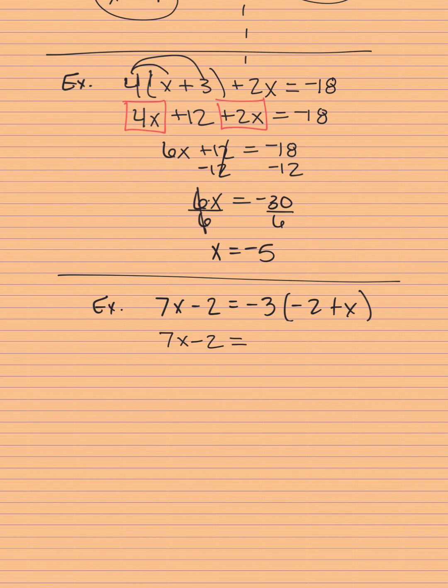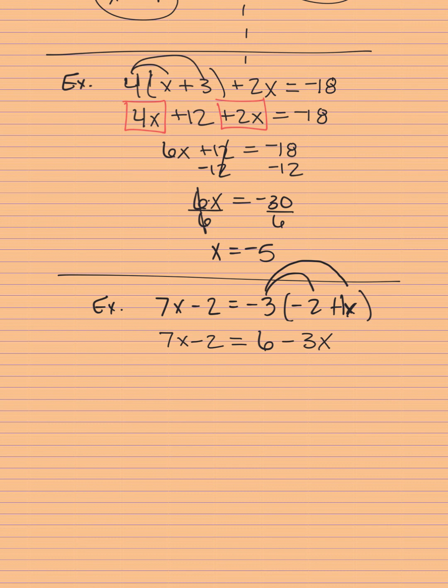But on the right-hand side, I can do some distributing. Negative 3 times negative 2 is a positive 6. And negative 3 times a positive x is a negative 3x. Or if it helps, anytime you have a variable like x with no coefficient, I can always put a 1 in front of that if that helps.